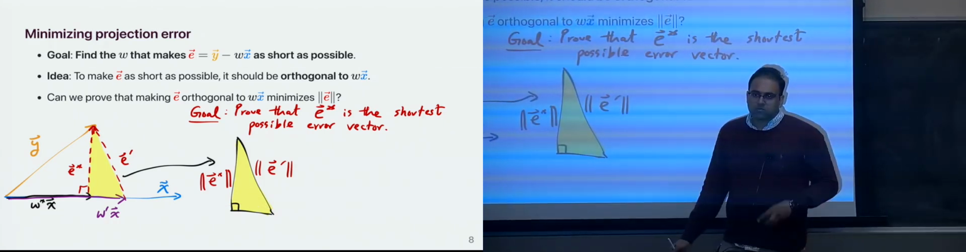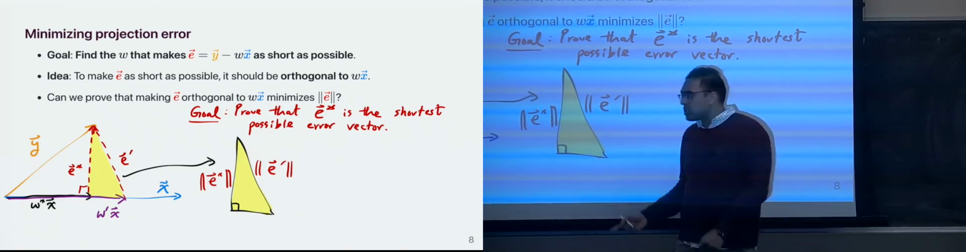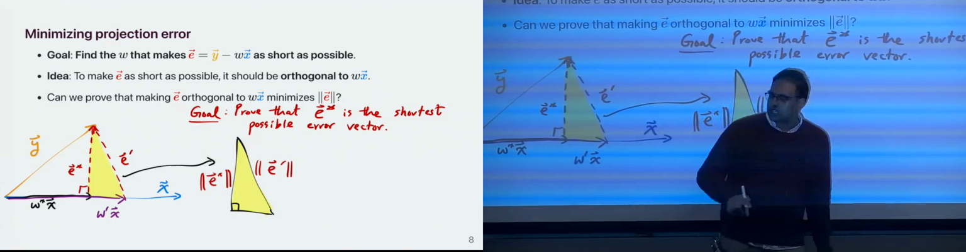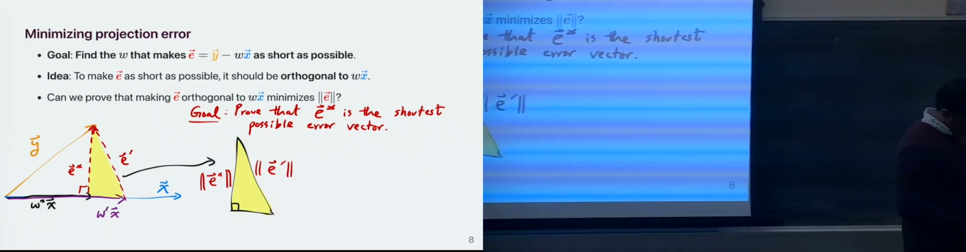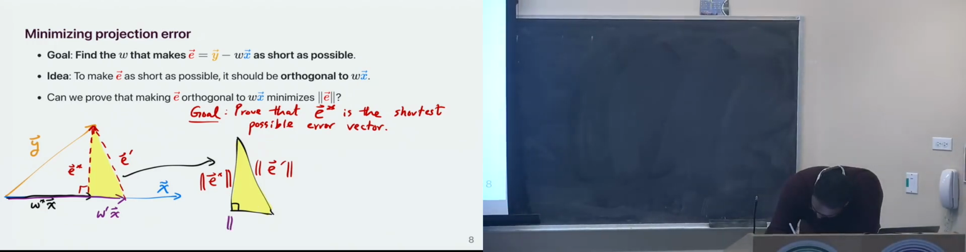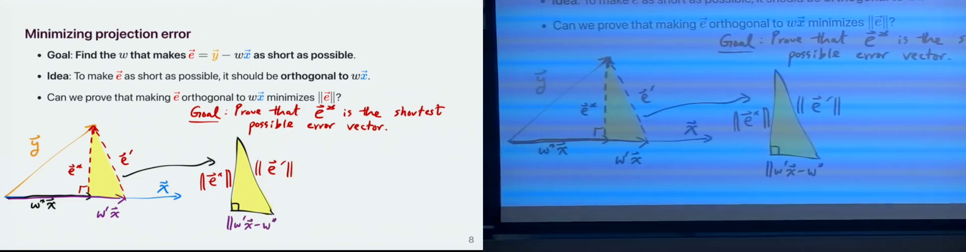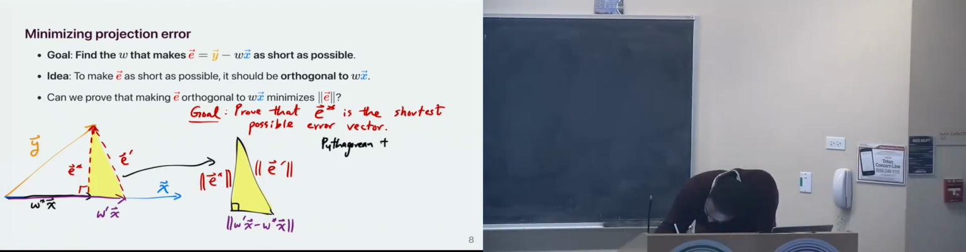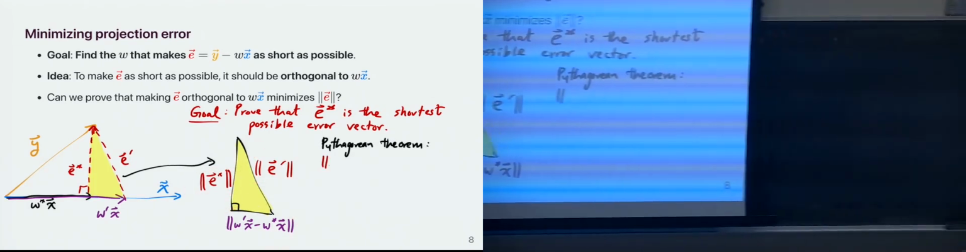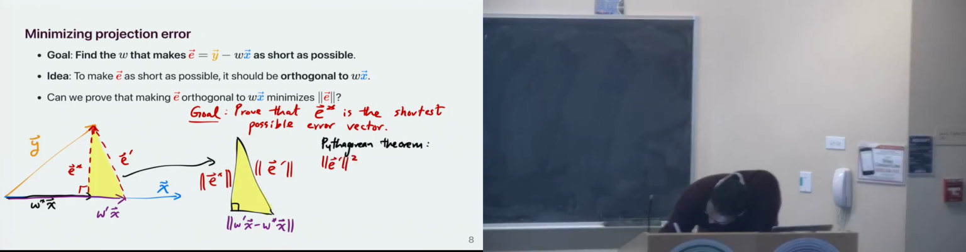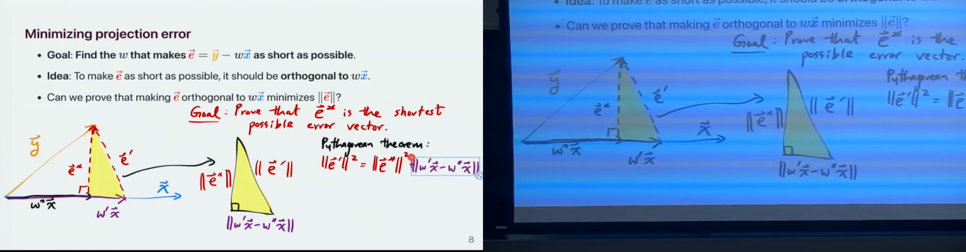What is the length of this? It's the length of the difference between W prime and W star, right? It's however further W prime is than W star in this direction. So I'll call this the length of W prime X minus W star X. Okay? Using the Pythagorean theorem gives us that this squared equals this squared plus this squared. So the length of E prime squared is the length of E star squared plus this thing down here, squared.